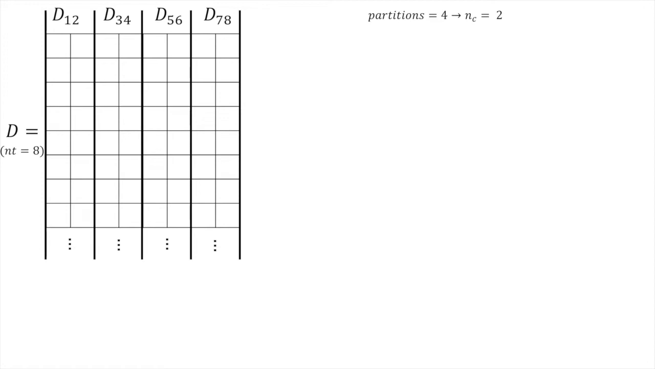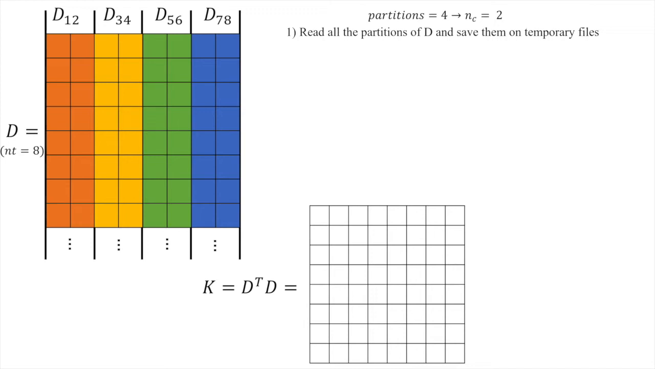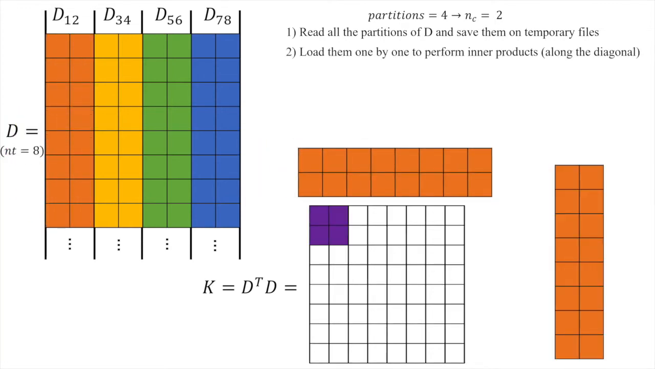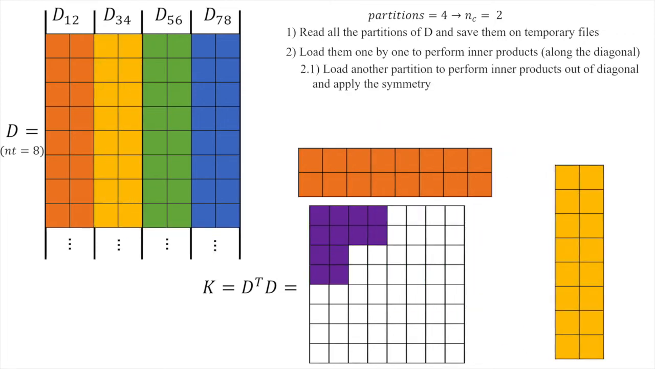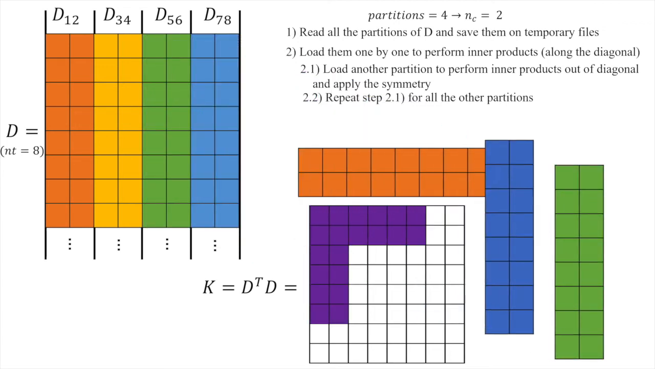In the case of POD and MPOD, the first matrix multiplication encountered is the temporal correlation matrix, that is D transpose times D. To compute this with partitions, we proceed by blocks. So once each partition of D is read and saved on temporary files, we first load in memory the first partition and compute its correlation. We will then keep the first and load the second for computing the corresponding correlation entries. We can then proceed with the third and finally with the fourth.